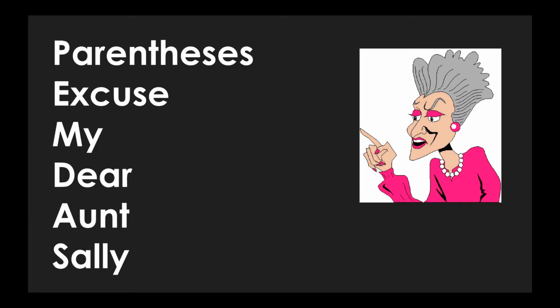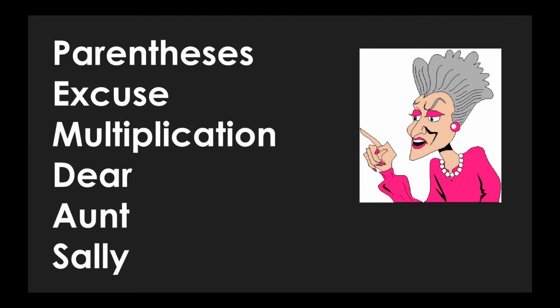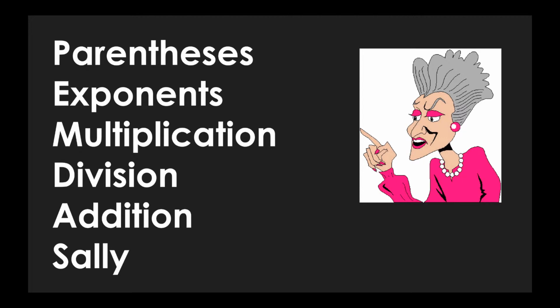Using this mnemonic device, we change the P for please into parentheses, the E or excuse into exponents, the M for my into multiplication, the D for dear into division, the A for aunt into, you guessed it, addition, and finally the S for Sally into subtraction. So once again, the mnemonic was please excuse my dear Aunt Sally.